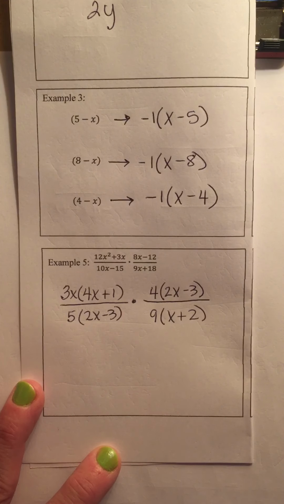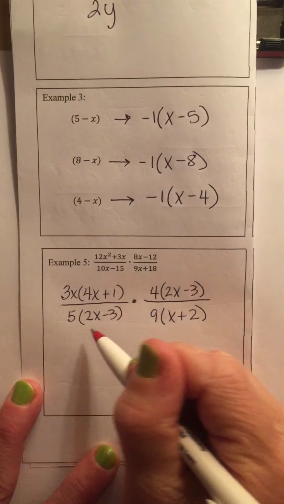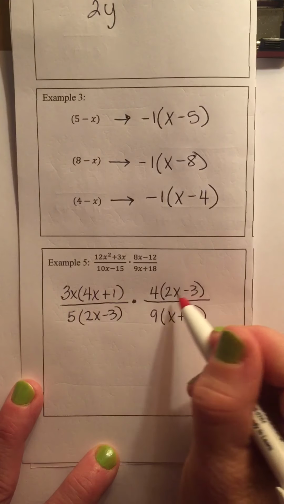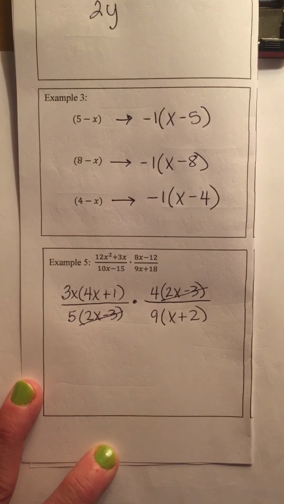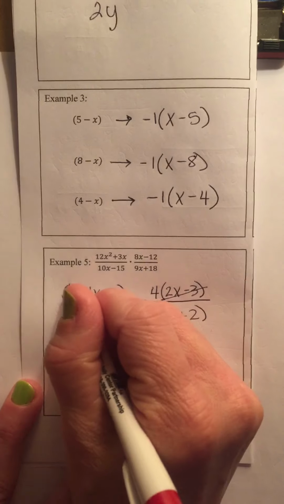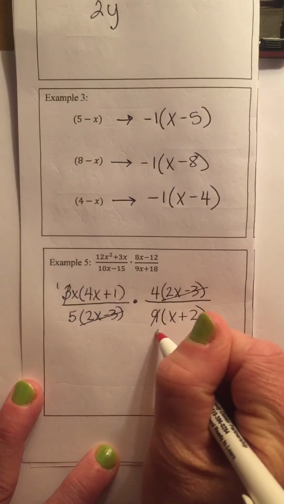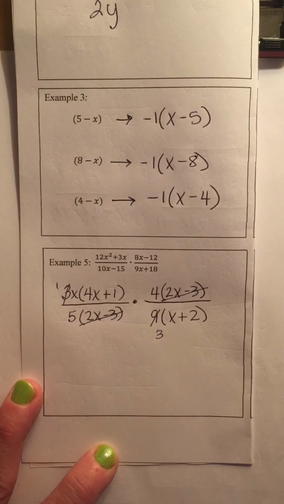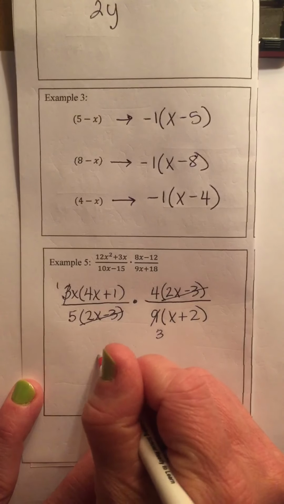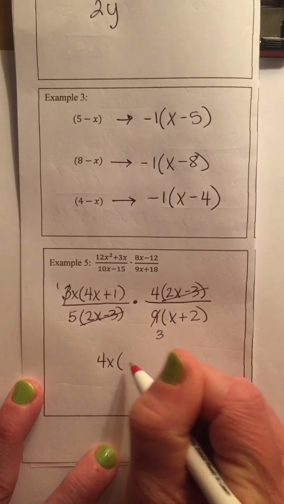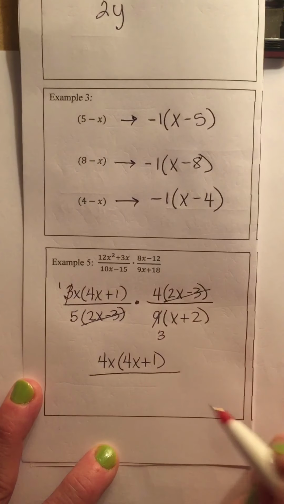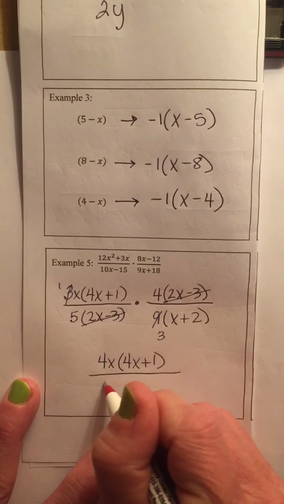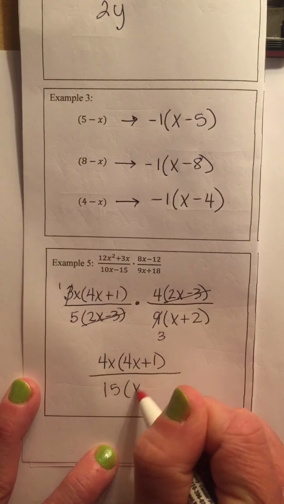Remember, let's reduce before we multiply. On the diagonal, we can reduce 2x minus 3 and 2x minus 3 reduce to 1. We can reduce the 3 and the 9. The 3 becomes a 1, the 9 becomes a 3. In our numerator, we're going to have 4x times 4x plus 1, keep those parentheses, divided by 5 times 3 is 15 times x plus 2.